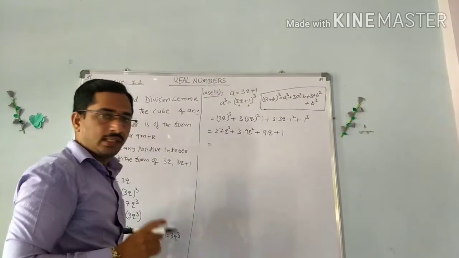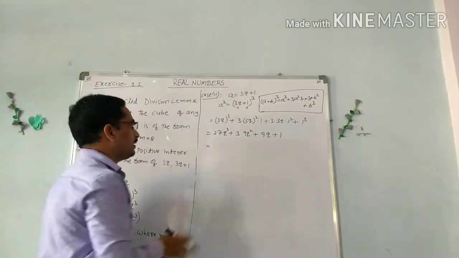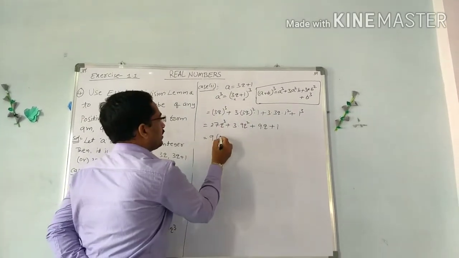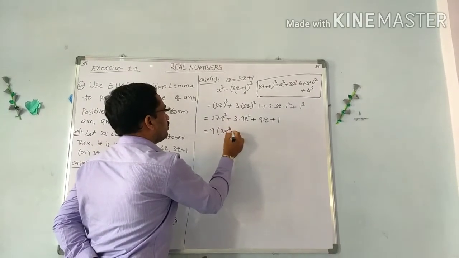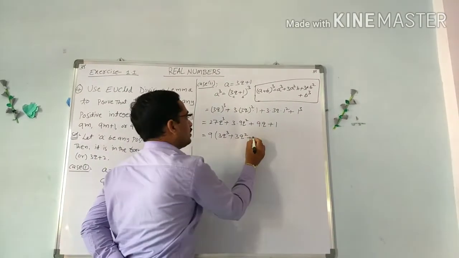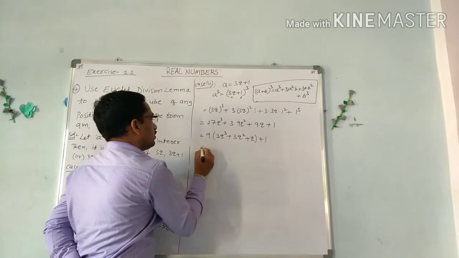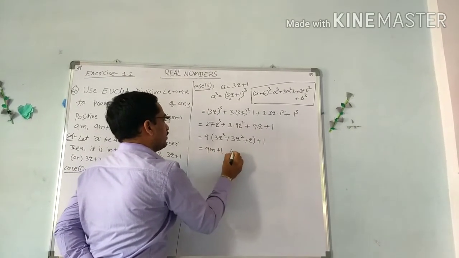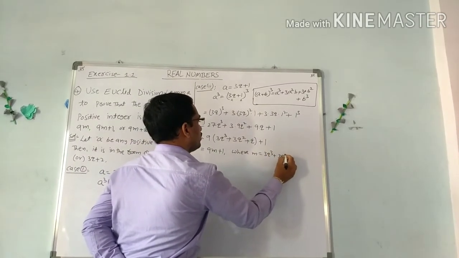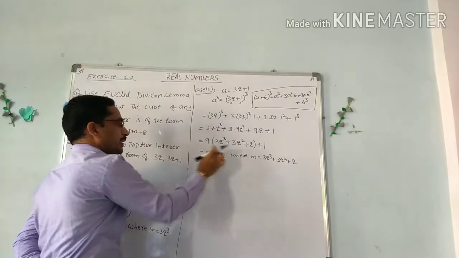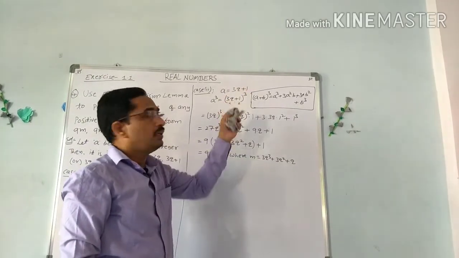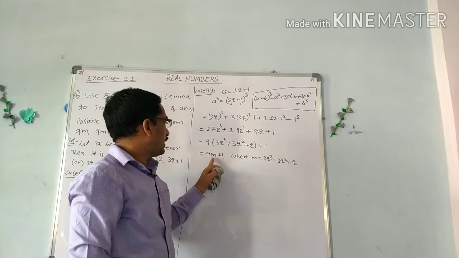So take 9 common because we have to represent it in the 9m form. So take 9 common from the first 3 terms. From 27 I am taking 9 common; the remaining is 3q cube, plus 9 common 3q square, plus 9 common q, plus 1. So it is in the form of 9m plus 1 where m equals 3q cube plus 3q square plus q. The bracket value I am considering as m. So it is in the form of 9m plus 1, meaning a equal to 3q plus 1, then its cube is of the form 9m plus 1.